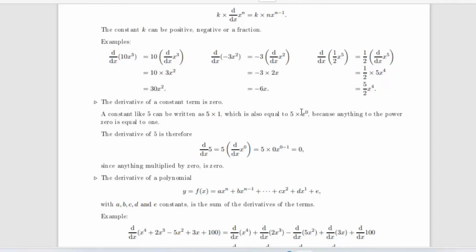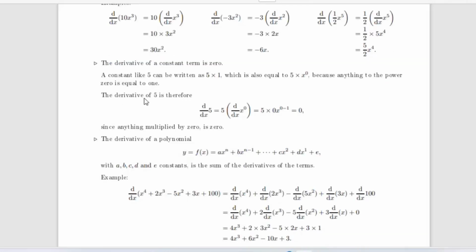Okay. Thank you. That is why here we have got x to the power 0. Okay? x to the power 0 is the same as 1. Anything to the power 0 is 1. Do we agree? Here, this is what they are saying. They say because anything to the power 0 is equal to 1. Okay?